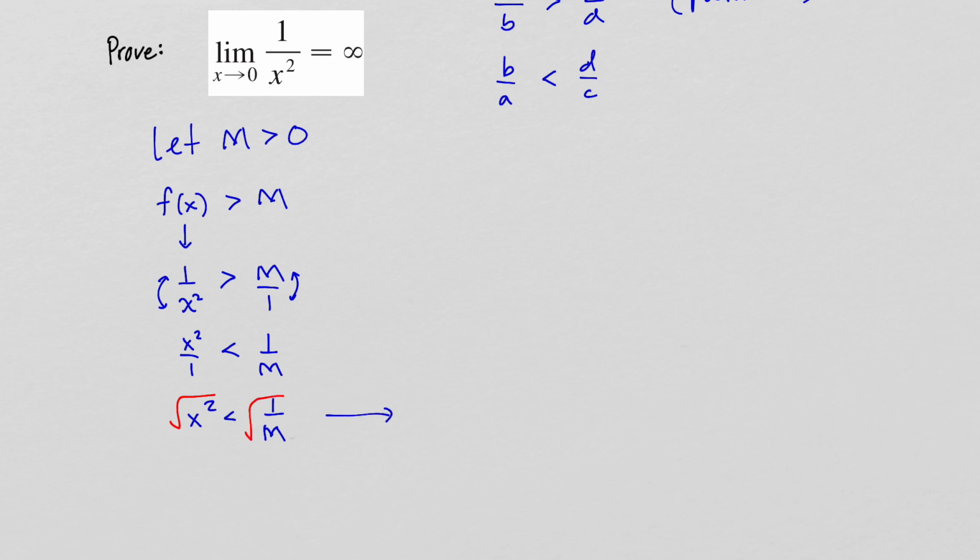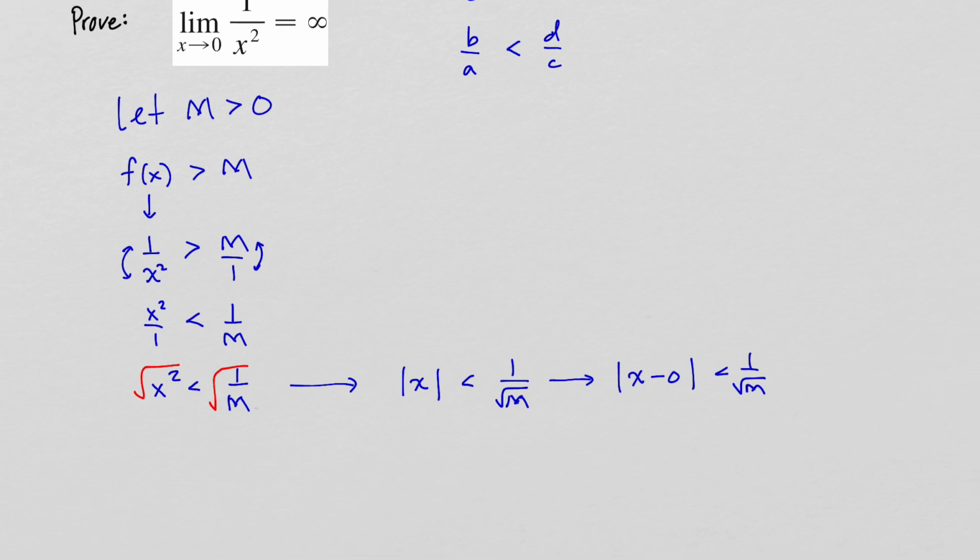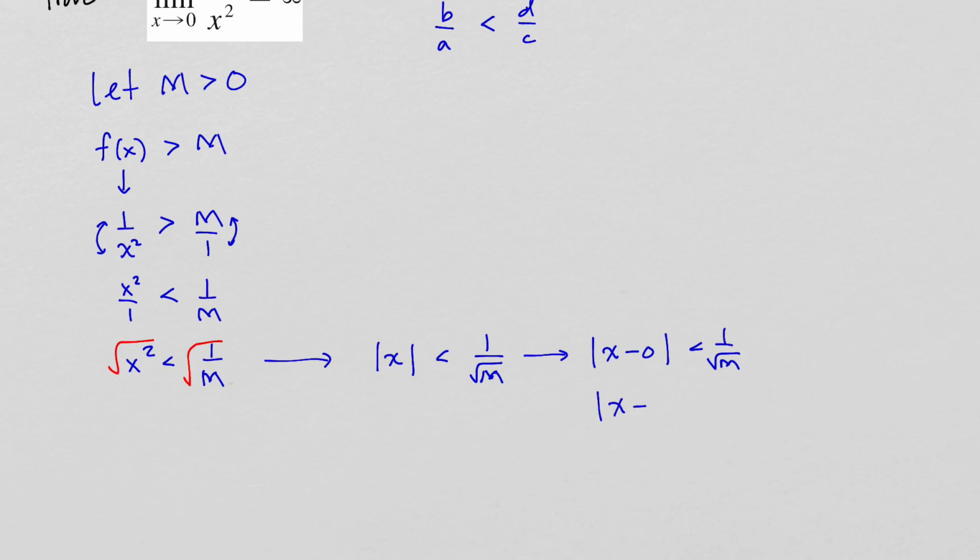The square root of x squared is the absolute value of x, and the square root of 1 over m is 1 divided by the square root of m. And the absolute value of x is the same as the absolute value of x minus 0. Okay? And this, the absolute value of x minus 0, is the absolute value of x minus a, and that's what we need to be less than delta. So no matter how large a number we are given, all we have to do is choose delta to equal 1 divided by the square root of that number.